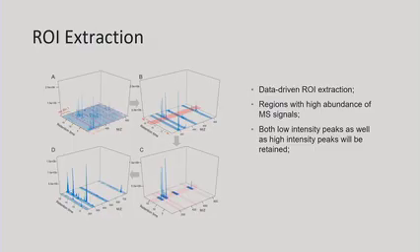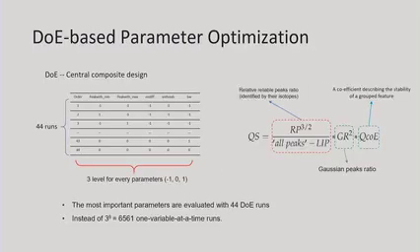As you can see in this region in panel D, both low intensity peaks as well as high intensity peaks will be retained for parameter optimization. Then we use a very complex DOE-based parameter optimization. DOE is a design of experiments to optimize the 8 parameters within 44 runs. If we want to optimize the parameters one by one, it's going to be over 6,000.